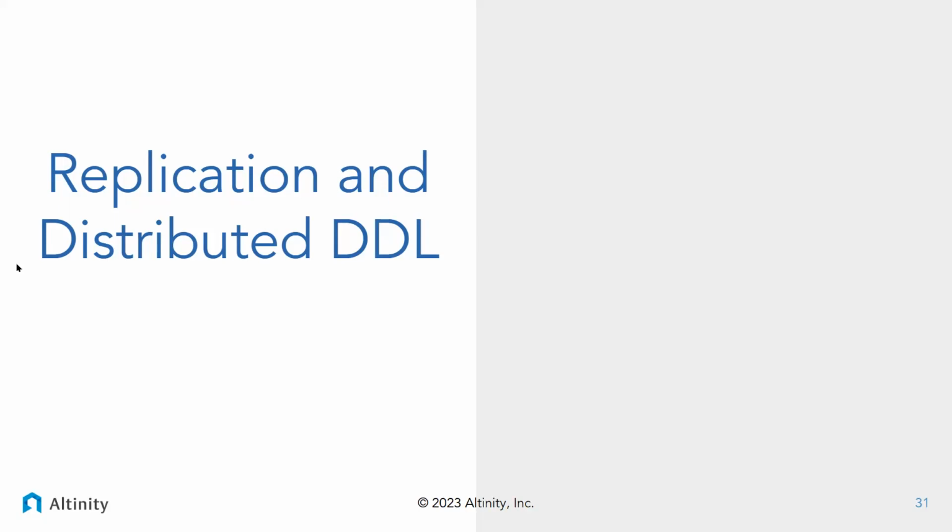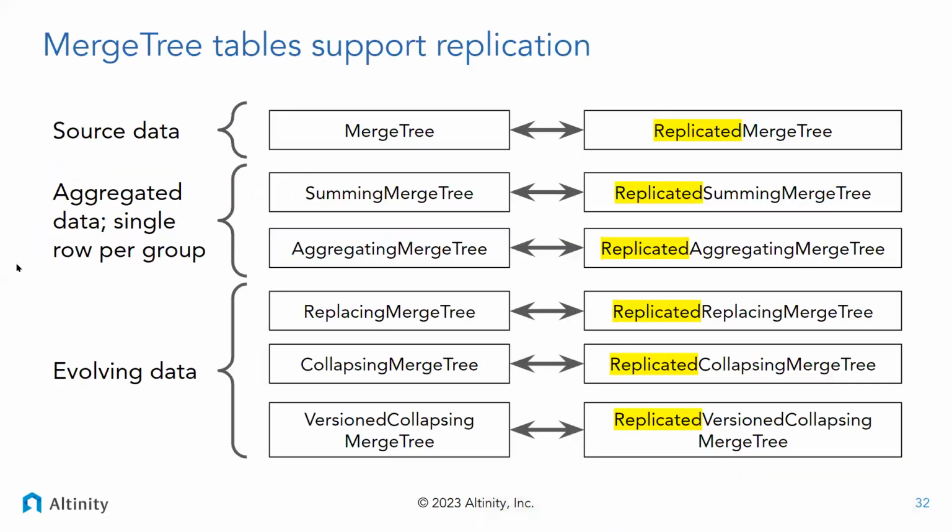We're running up close to the hour, so I'm just going to go into replication very quickly. So MergeTree tables support replication. It's at the level of tables. It is not cluster replication. It is not at the level of database. It's table to table. So how does it work?